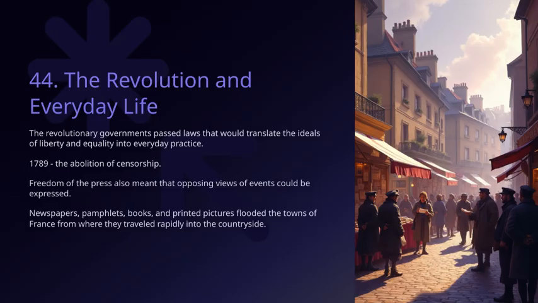This change led to a flood of newspapers, pamphlets, books, and printed pictures flowing into towns across France. These publications didn't just stay in the cities, they traveled rapidly into the countryside as well. This dissemination of ideas was crucial because it helped spread revolutionary ideals beyond urban centers, reaching everyday people and influencing their perspectives. Overall, these measures transformed the way information was shared and contributed significantly to shaping public opinion, making the revolution's ideas a part of daily life for many.